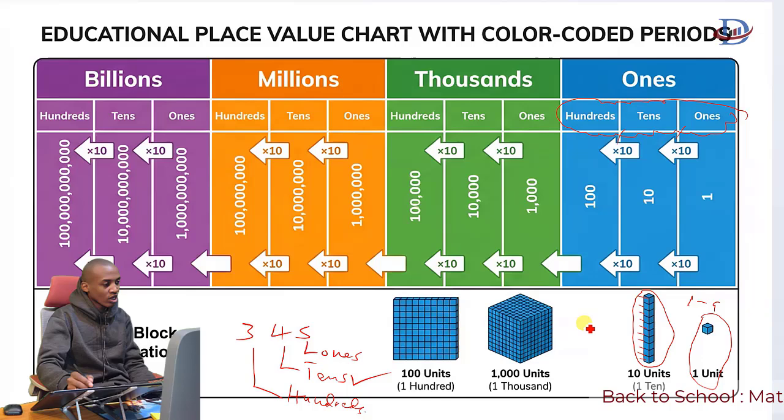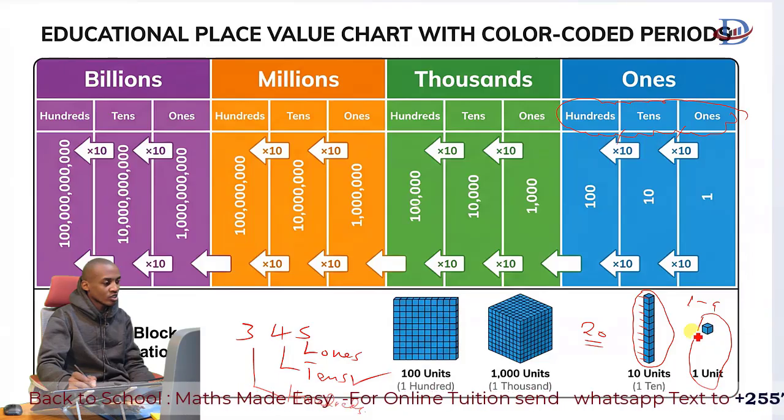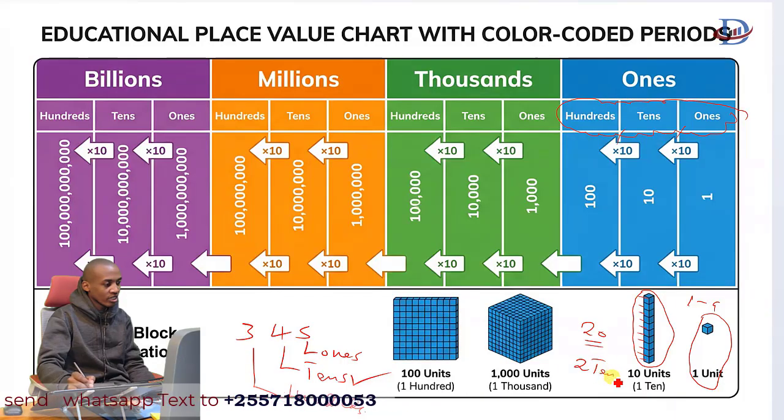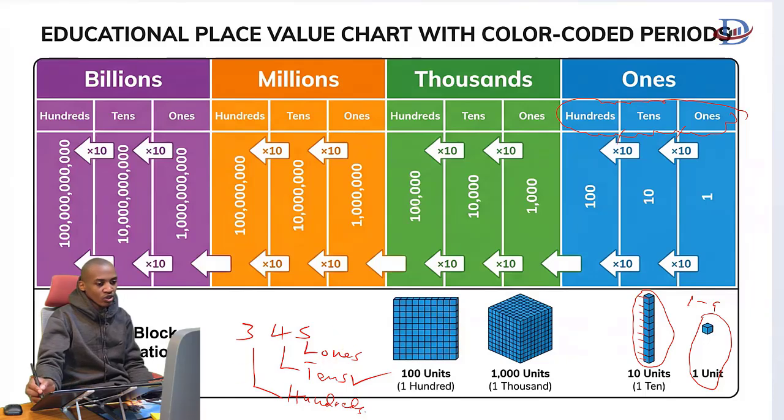For example, when you talk about 20, then we have 20 separate units. And when it goes to 100, the same applies. We have 10 bars of 10 units, which together make 100 units.